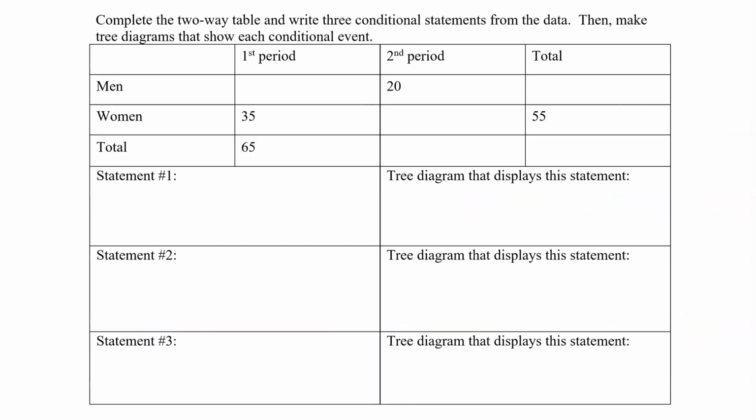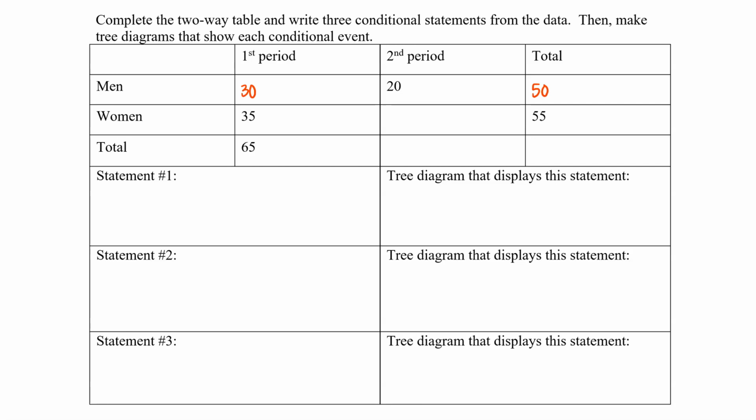Complete the two-way table and write 3 conditional statements from the data. Then make tree diagrams and show each conditional event. If the 2 genders we have are men and women, and 35 of them are women, then the remaining 30 must be men. We have 30 men in first period, 20 men in second period, so we have a total of 50 men in first and second period.